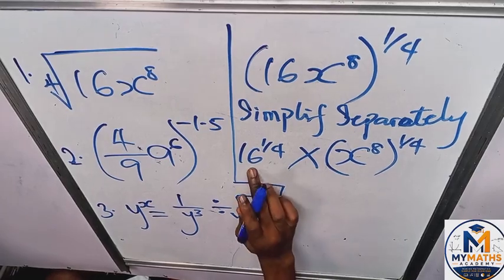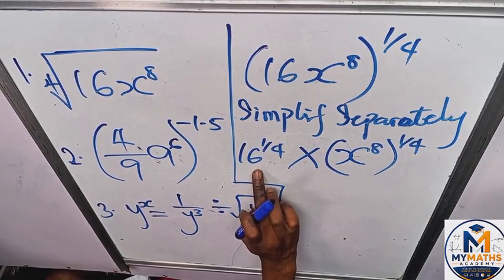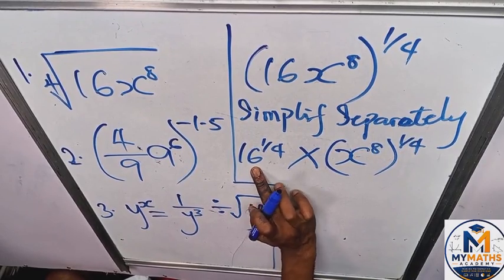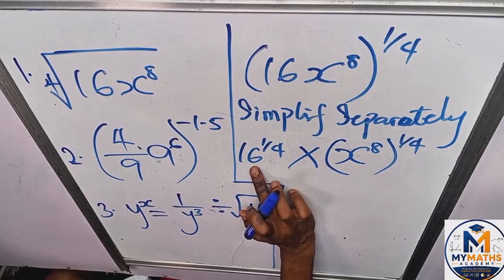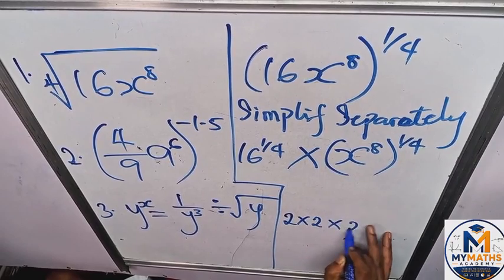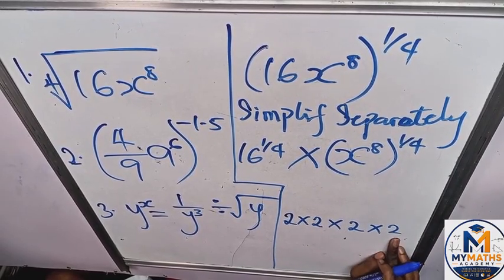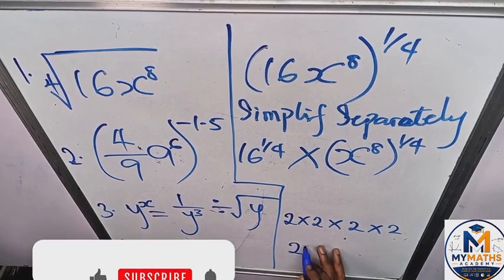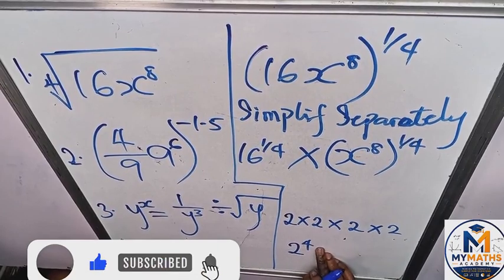So this is 16 raised to power 1 over 4. I'm going to simplify this one. I'm going to put 16 to the lowest form. Bringing it to the lowest form is going to be 2 times 2 times 2 times 2. 2 times 2, 4. 4 times 2, 8. 8 times 2, 16. So that means 2 raised to power what? 4. 1, 2, 3, 4. 2 raised to power 4.